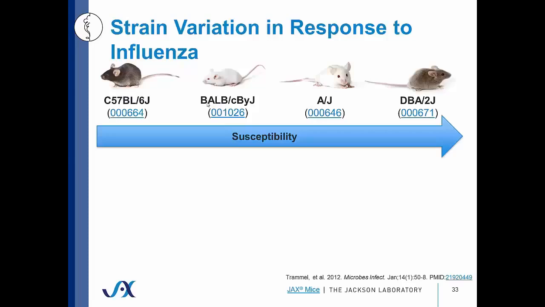zanamivir. So as we've seen in our previous examples, inbred strains show a range of susceptibility to influenza virus infection as well.